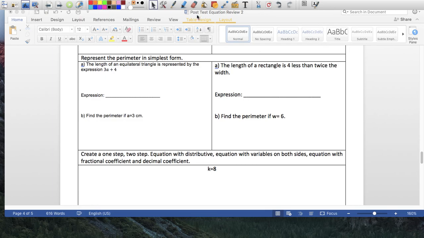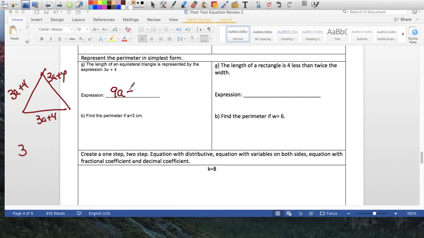The perimeter of an equilateral triangle is the length. So here we have a triangle where all sides are the same. So this is 3a plus 4, this is 3a plus 4, and this is 3a plus 4. I want an expression that represents that perimeter. Hopefully it's simplified. So you're not going to write 3a plus 4 plus 3a plus 4 plus 3a plus 4, but rather I want you to add them up. If you add them up, it's 3a plus 3a plus 3a, which is 9a.